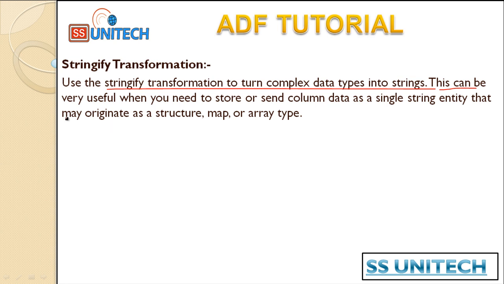So basically, for example, if we have an input source that is a complex data type. What is a complex data type? For example, if we have a JSON file that has sub values, meaning nested values. The whole file is a JSON file, and in between we have some column which is again JSON. So that column will be the complex type.